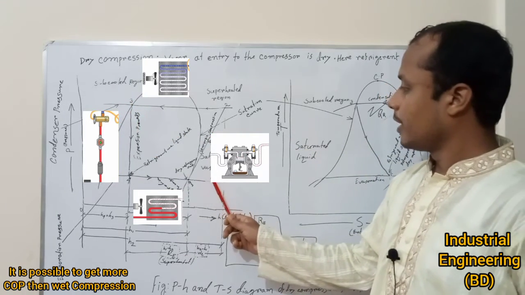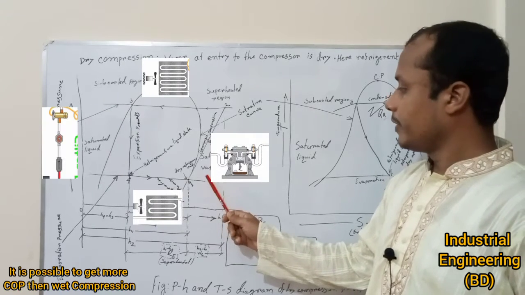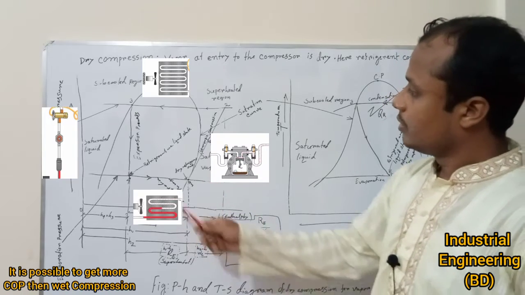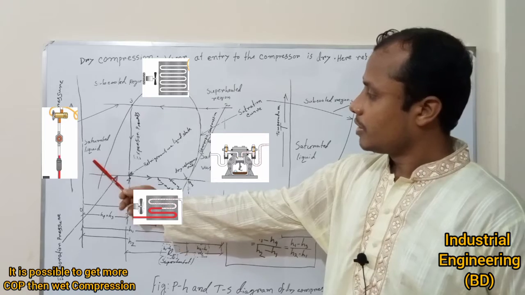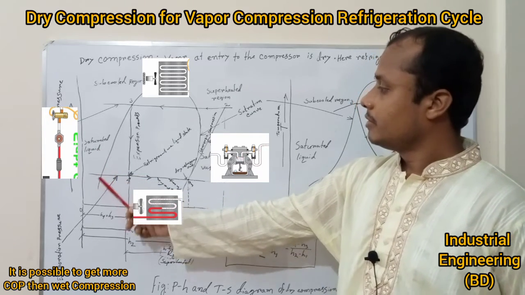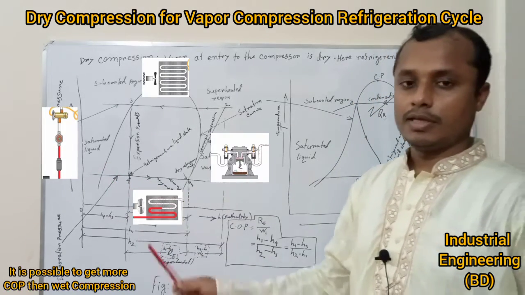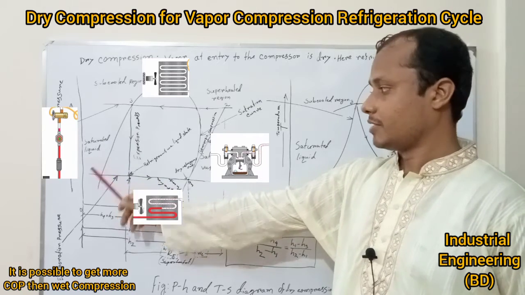Bottom right of this curve is saturated vapor. Here all the liquid is in dry vapor state. Bottom left of this saturation curve is saturated liquid. Here all the liquid is in liquid state. That means all the gases at this point are in liquid state.